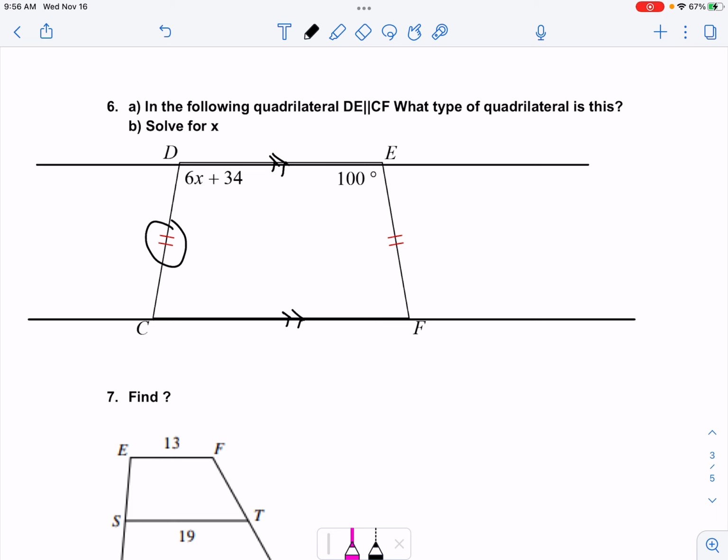I said triangle, but I meant trapezoid. So this is an isosceles trapezoid. And the reason why is we have one pair of parallel sides.